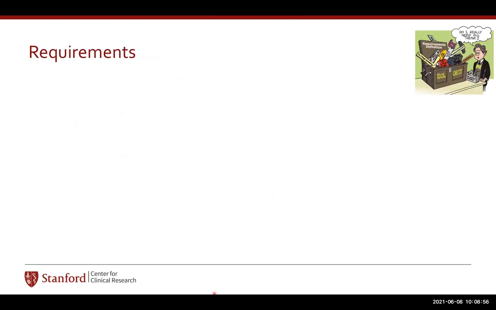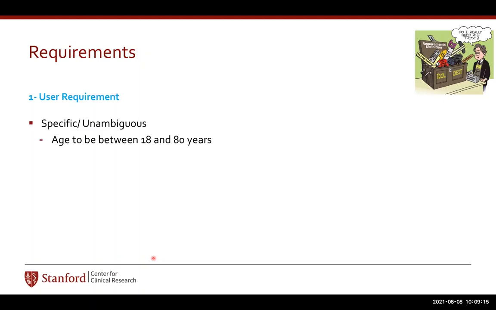So what is a requirement? Okay, slide 105, go there. I'm being watchful of the time. So a requirement, let's start with the user requirement that I discussed, and then go to some of the important components. It should be very specific. For example, if you are developing a clinical system and you are trying to see how age could be configured there, then you must be very clear. It should be between 18 and 80 years. Very, very specific.